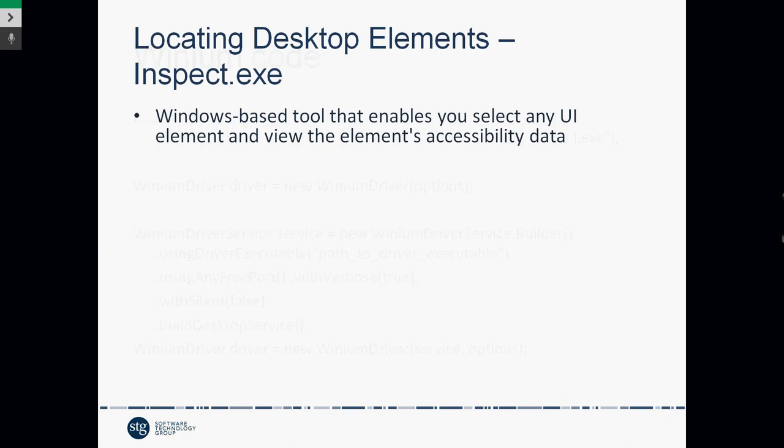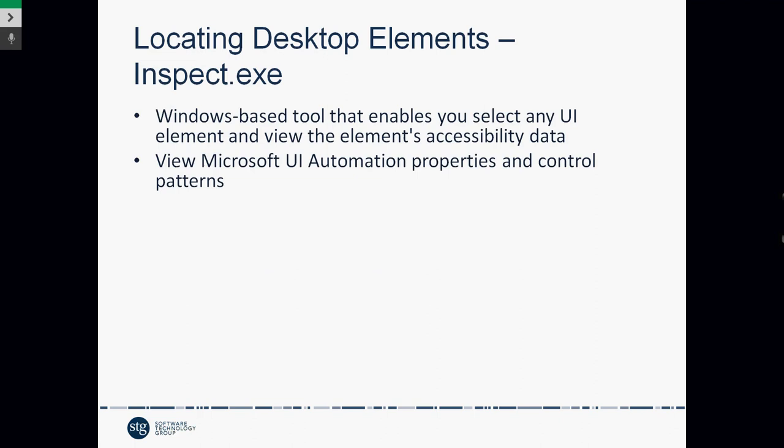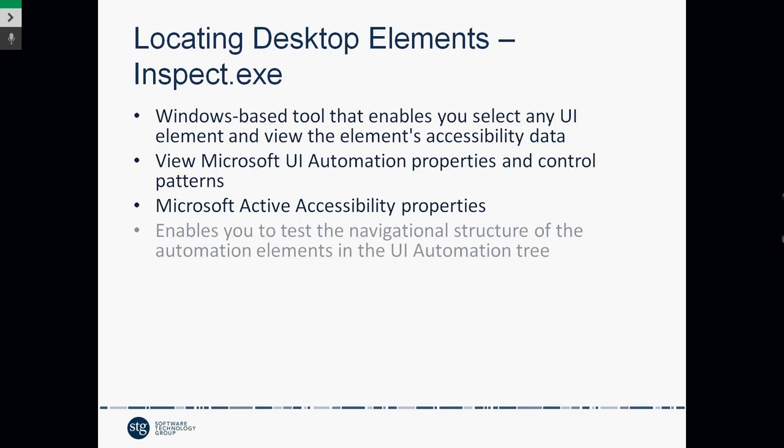So loading in desktop elements, you can use Windows Inspect. Inspect comes with the Windows SDK. It's all free to use. It enables you to select the UI elements and look at the accessibility data and everything that you do for your desktop. It's the same thing here.